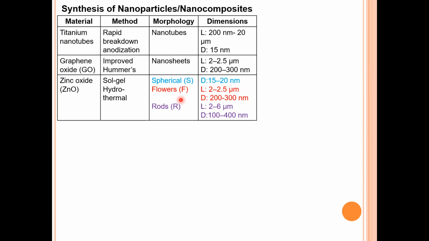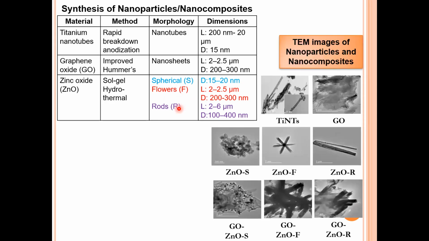For the flower and rod, we use the hydrothermal method. To make the difference between flower and rod, we control the molar ratio of NaOH to zinc acetate, that is, the ratio of hydroxyl ion to zinc, at 4 for flower and 10 for preparing the rod-shaped nanoparticles. These are all the TEM images of the nanoparticles and the nanocomposite: the prepared TANTs, graphene oxide, and zinc oxide of 3 different shapes, spherical, flower, and rod.